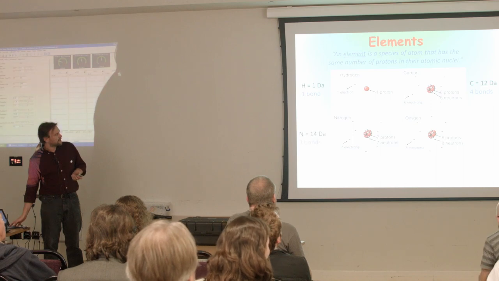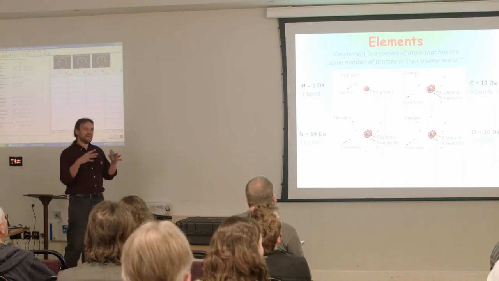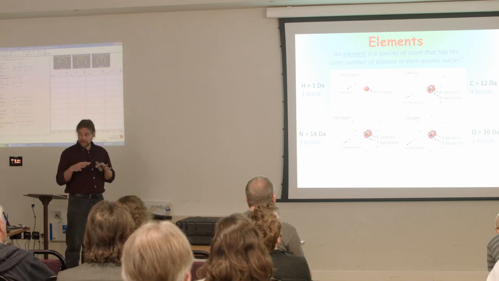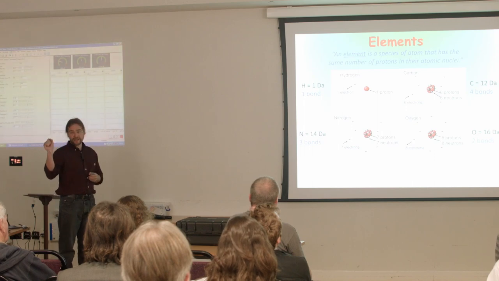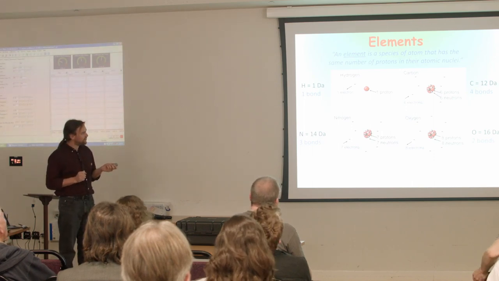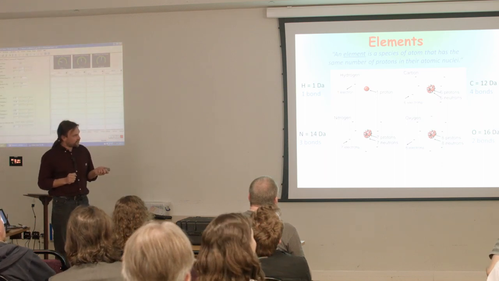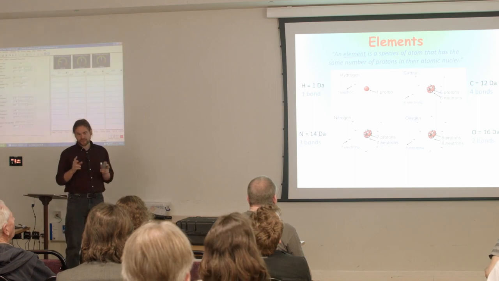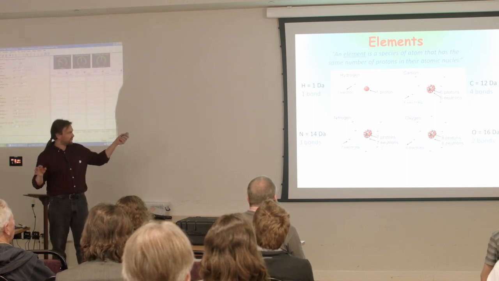But the other thing, when we start looking at molecules, we need to know how these atoms join together. So hydrogen forms one bond, so it has one hand that it can hang on to other atoms. Carbon forms four bonds. Nitrogen forms three bonds, usually. Oxygen forms two bonds. So that's why with our water we have H2O. So the oxygen has two hands and it holds on to two hydrogens.